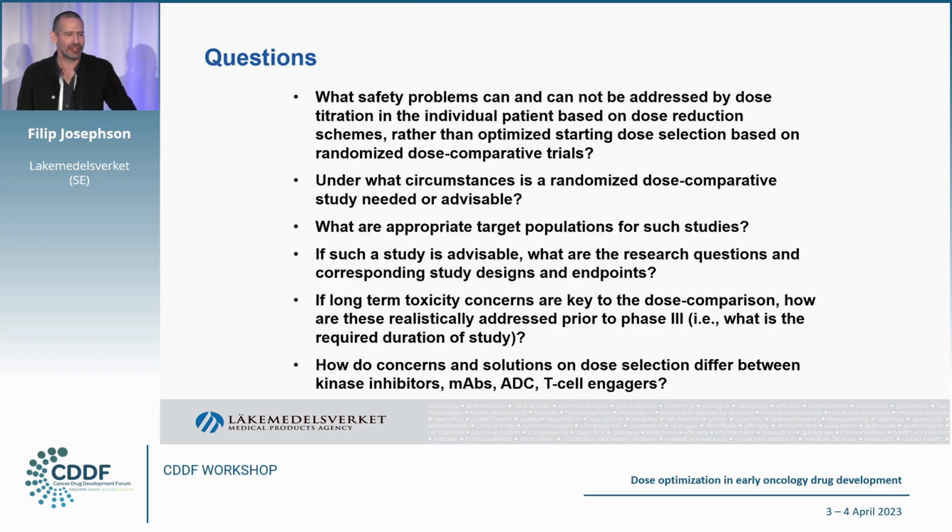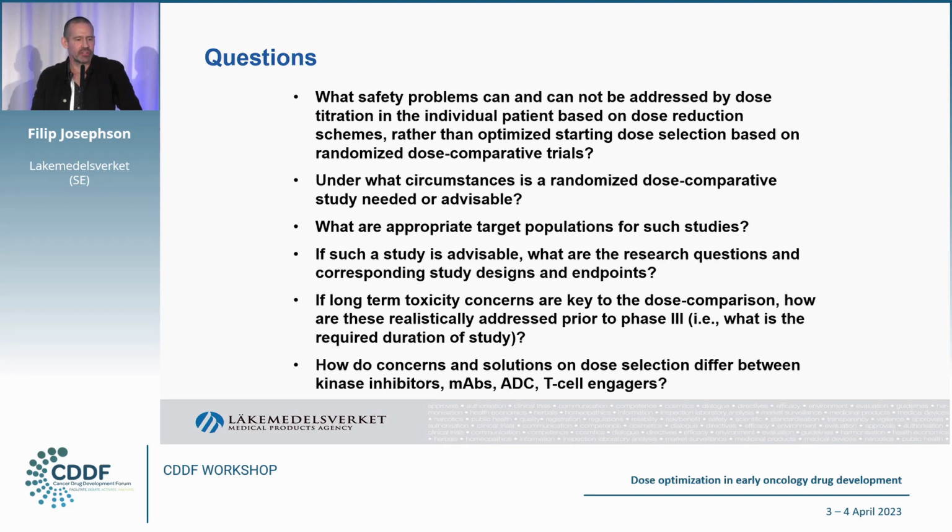So I'll finish with a few questions. I don't pretend to have a lot of answers on how to do this best, but I hope that we regulators can learn more from you all at this meeting. Firstly, what safety problems can and cannot be addressed by dose titration in individual patients based on dose reduction schemes, rather than optimized starting dose selection based on randomized dose comparative trials?